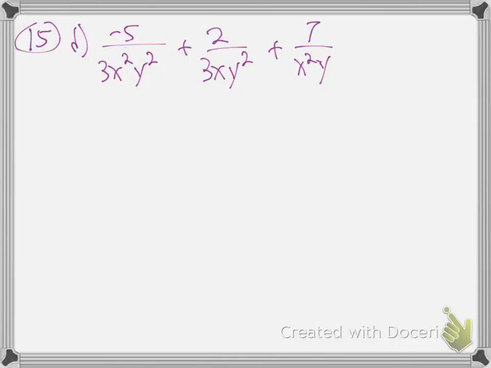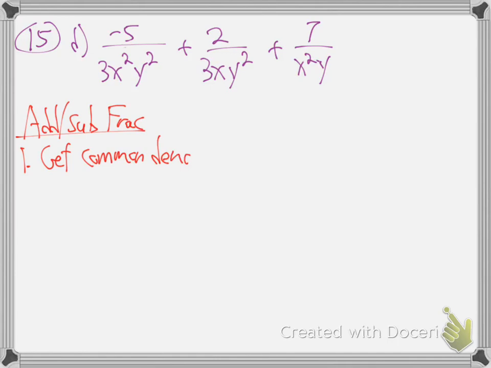How do we add those fractions? What do you got? What's the rule when you're trying to add fractions? What's required? Common denominator, huh? Yeah. So let me write that out. I think you know that. To add or subtract fractions, number one, get a common denominator. Now, what is the common denominator?